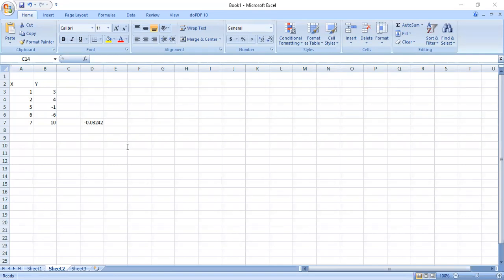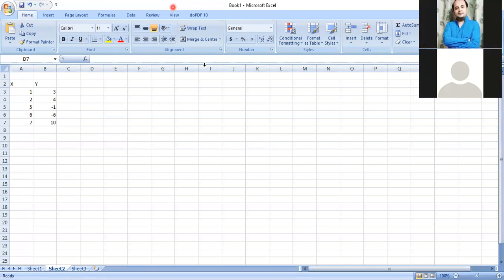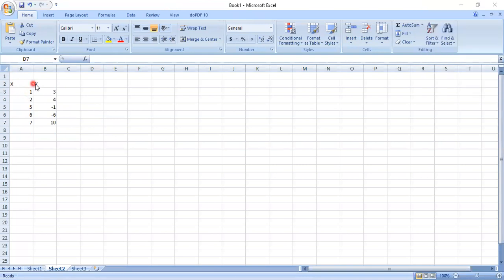Okay, so let's begin. I hope you are able to see the Excel file. In the Excel file you can see that I have considered two variables, capital X and capital Y. Capital X has 5 items with values 1, 2, 5, 6, 7, and capital Y has 5 items with values 3, 4, -1, -6, and 10. Now only 5 items are present over here.